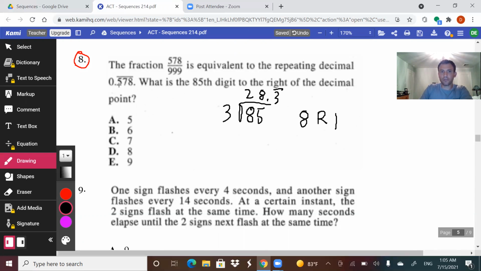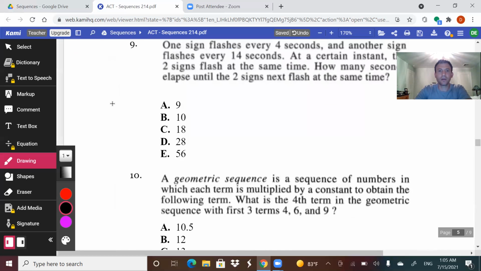So if 1 is our remainder, then we're going to finish the repeating pattern 28 times. It's going to repeat 28 times, and then we go 1 into the 29th time. So 5 is going to be the number as we go 1 into the 29th time. Okay.